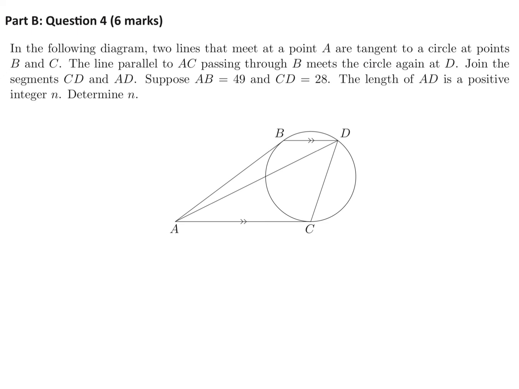In the following diagram, 2 lines that meet at point A are tangent to a circle at points B and C. The line parallel to AC passing through B meets the circle again at D. Join the segments CD and AD. Suppose that AB is 49 and CD is 28. The length of AD is a positive integer, and determine n.